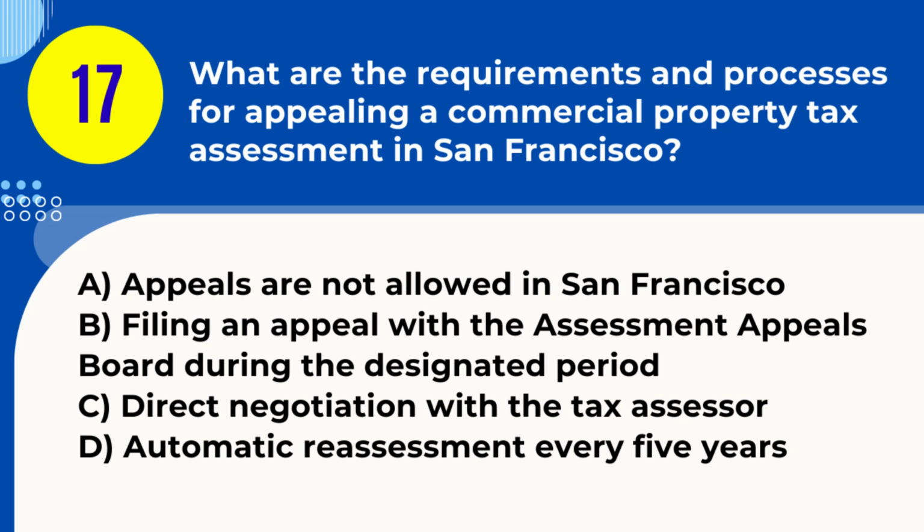Question 17. What are the requirements and processes for appealing a commercial property tax assessment in San Francisco? A. Appeals are not allowed in San Francisco. B. Filing an appeal with the Assessment Appeals Board during the designated period. C. Direct negotiation with the tax assessor. D. Automatic reassessment every 5 years.